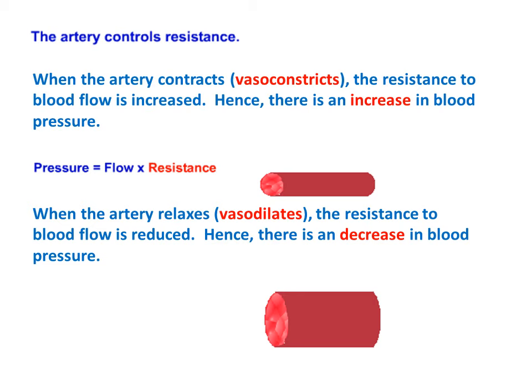The artery controls resistance, so when the artery contracts or vasoconstricts, resistance to blood flow is increased, and hence there is an increase in blood pressure. When the artery relaxes or vasodilates, the resistance to blood flow is reduced, and hence there is a decrease in blood pressure.